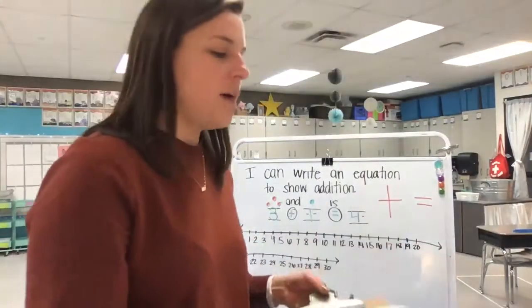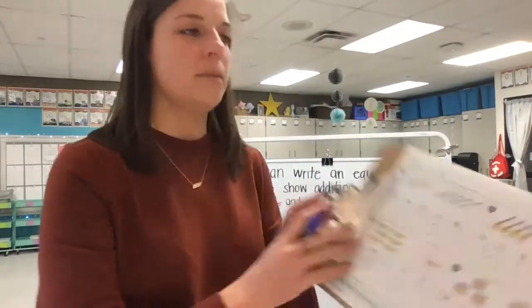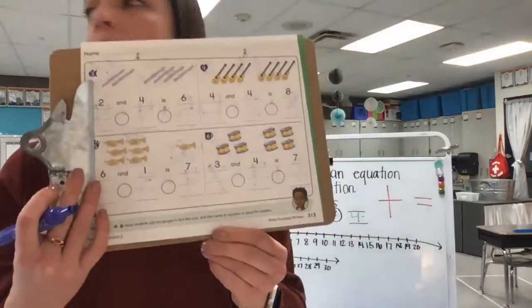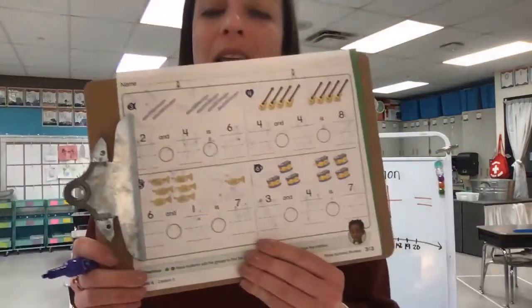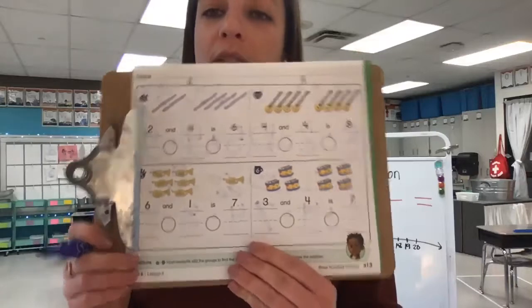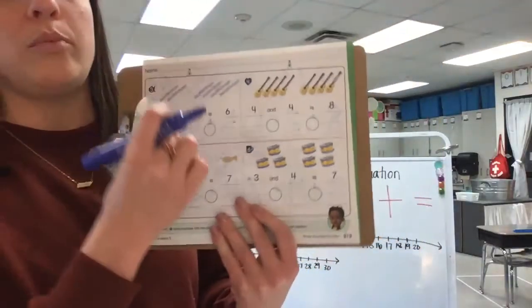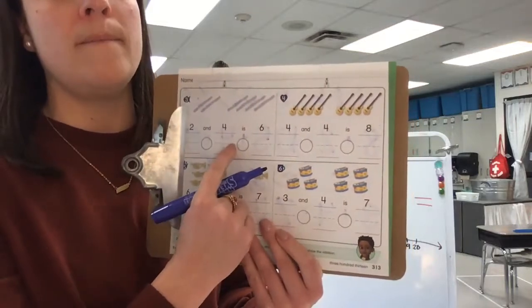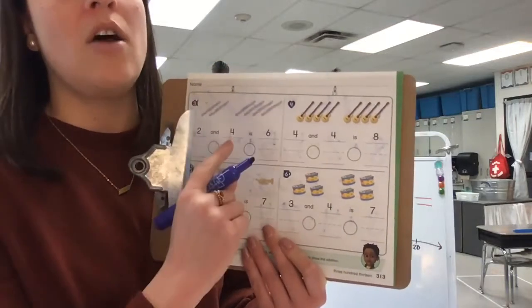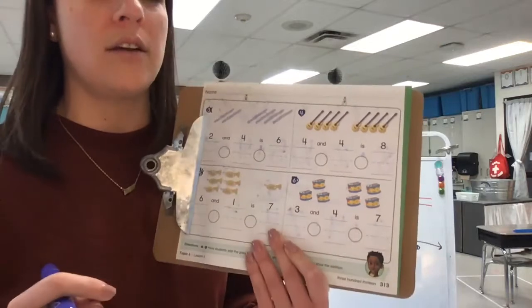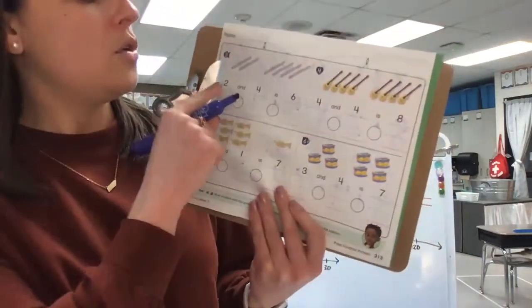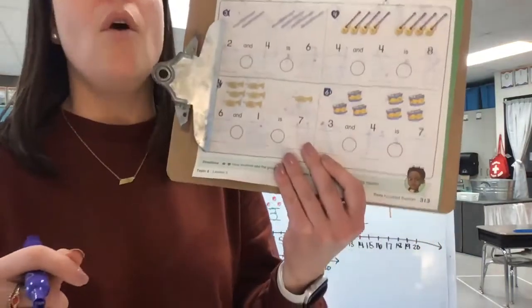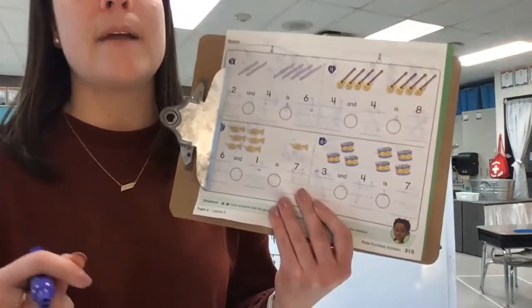Okay, great job, friends. So what I want you to do is flip back to page 313. On this page, I want you to complete all of your sentences as we've been doing. Count your first group, write your number, write your addition symbol. Count your second group, write your number, write your equal sign, and then count how many you have all together and write your answer, okay? To double check, you can look across the top. It tells you all that's missing are your symbols, okay?